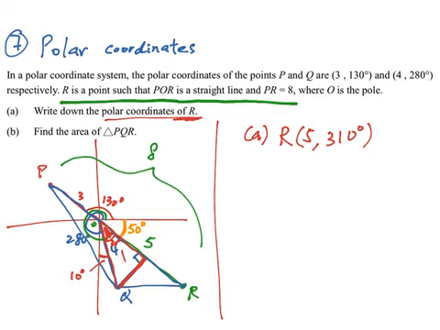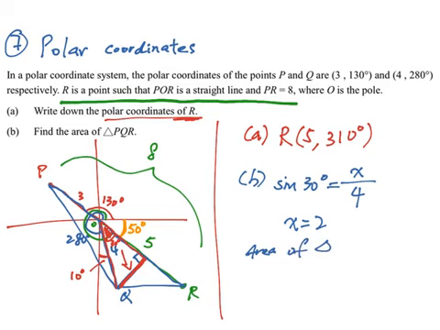So opposite side, hypotenuse, that means it is about the sine. So for part B, sine 30 degrees is equal to the height that we need to find, x over 4. So x is equal to 2. So if we have the 2, the area of triangle PQR is equal to 1/2 times base times height. So it is equal to 8.